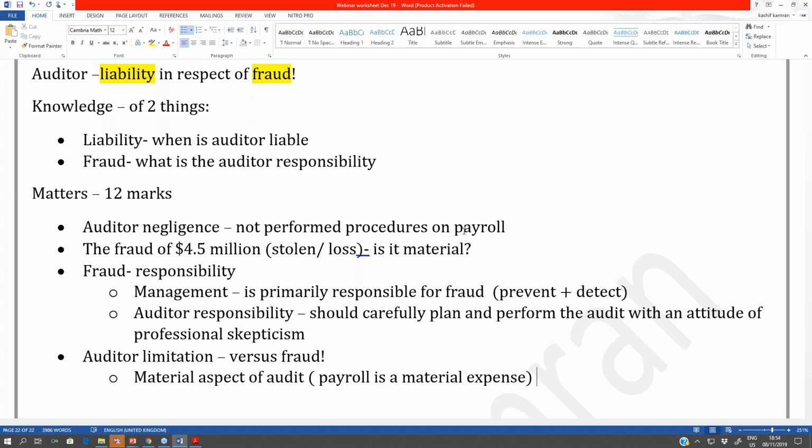So the auditor only looks at material things, and I think in this situation the auditor had a big negligence, because even though payroll was material, he overlooked it. Payroll is material by expense, right? It is such a significant operating expense of the company, right? It's not material by nature, it's material by amount. So payroll is a material expense. Second, the auditor has a limitation, sampling basis. Does the auditor test 100% of the population?